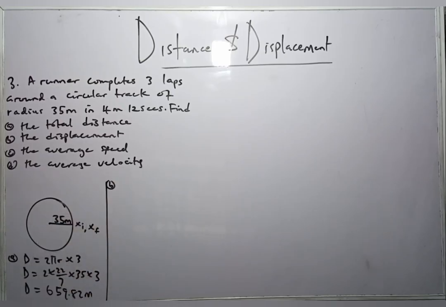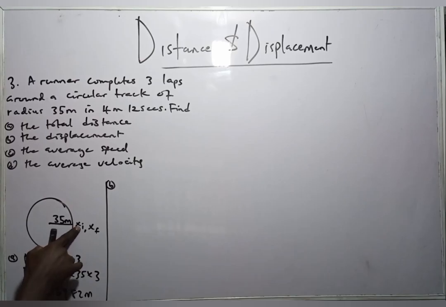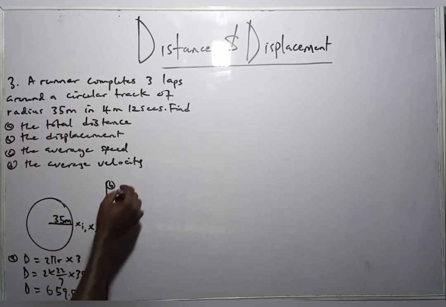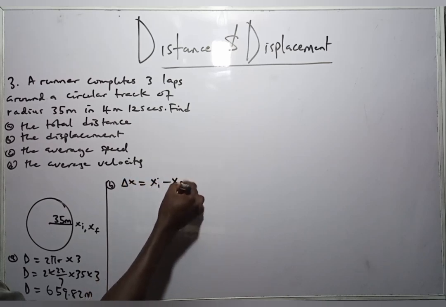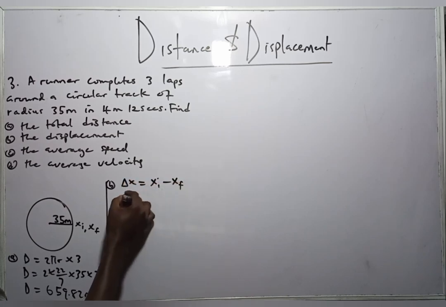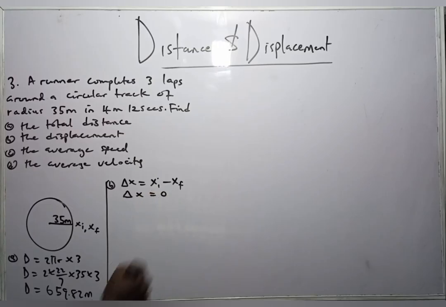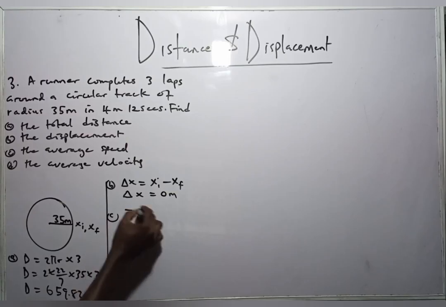B says we should calculate displacement. Since it started from this point and ended at this point, our displacement is going to be 0. You know, displacement is xf minus xi. Since it started and ended at the same spot, our displacement is going to be 0 meters. C, average speed. How do we calculate average speed? Average speed is equal to distance over time.